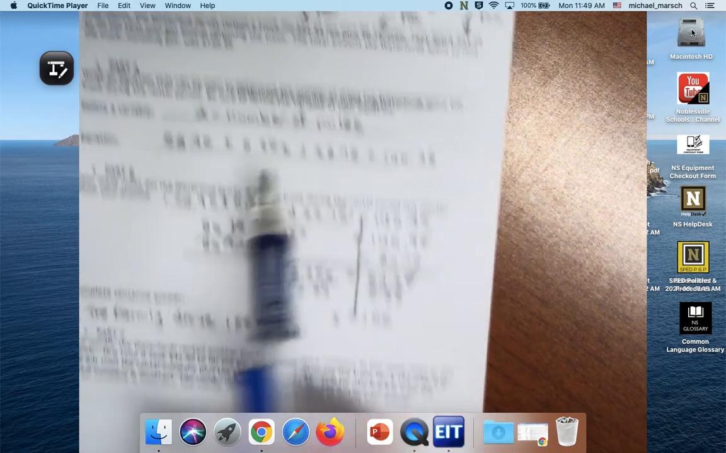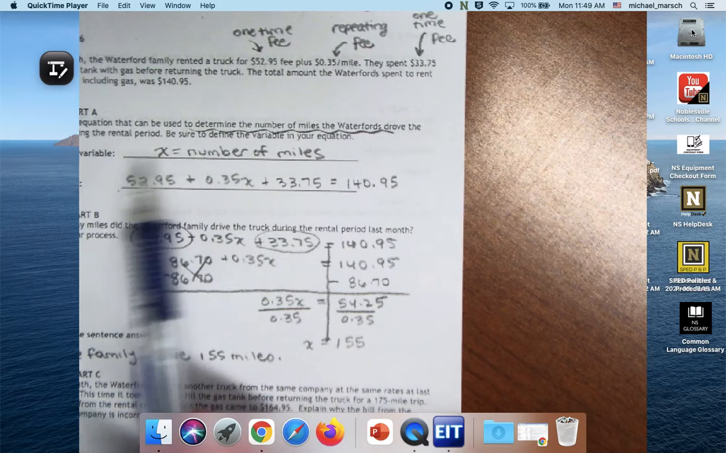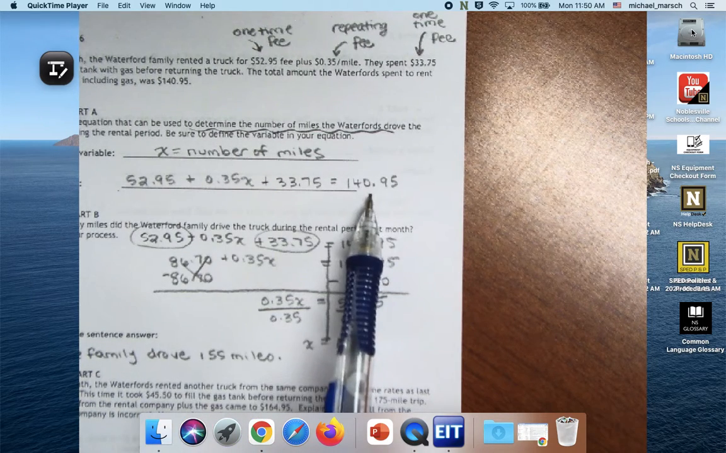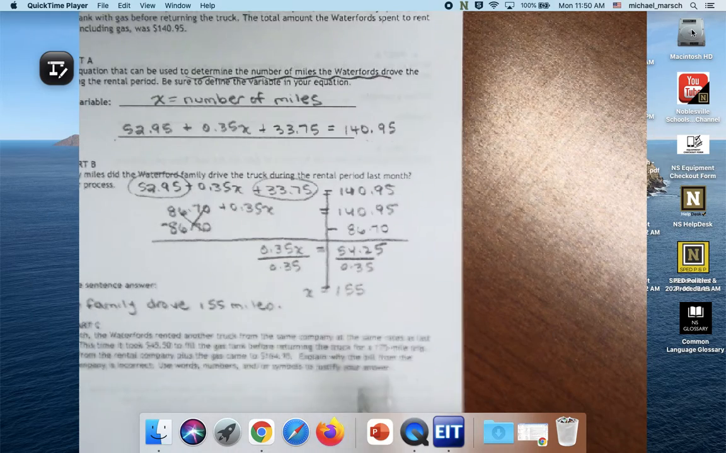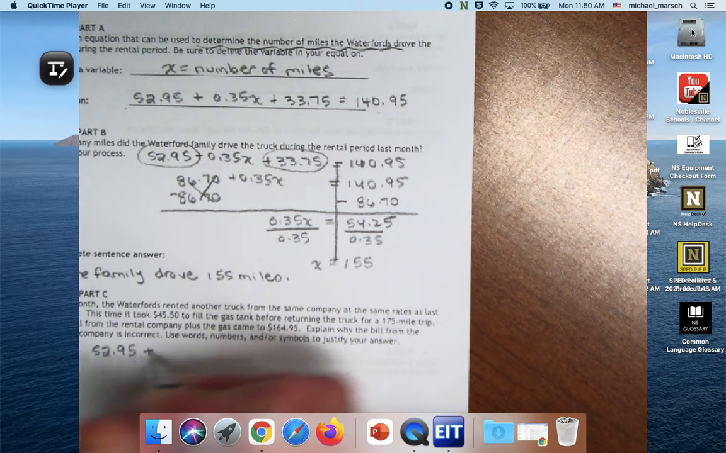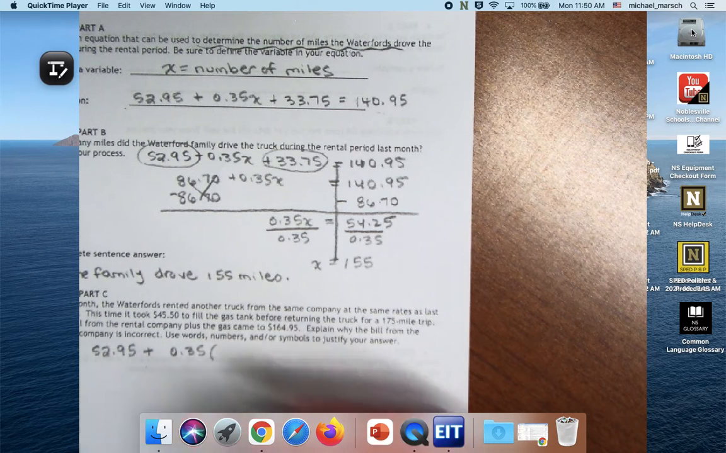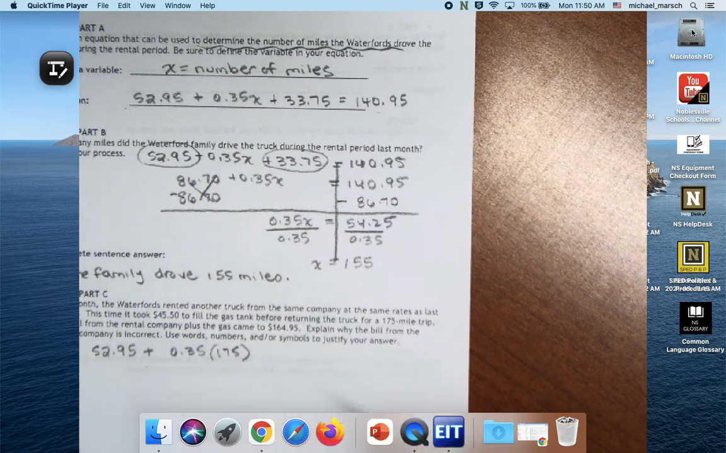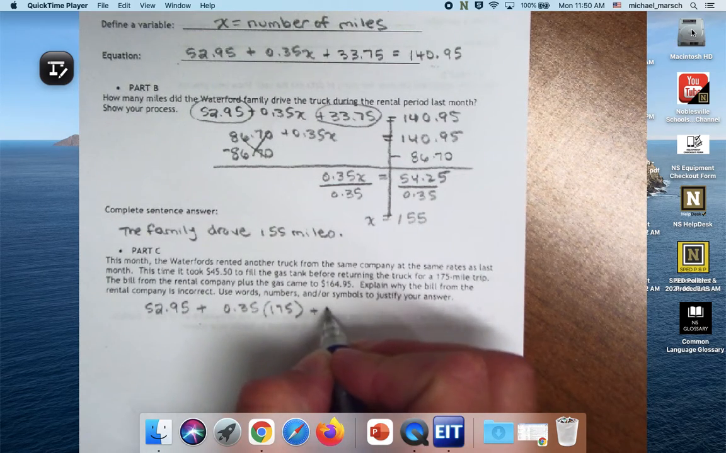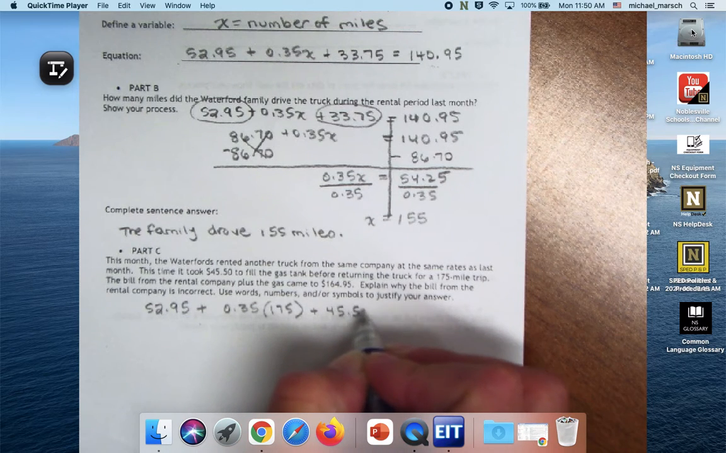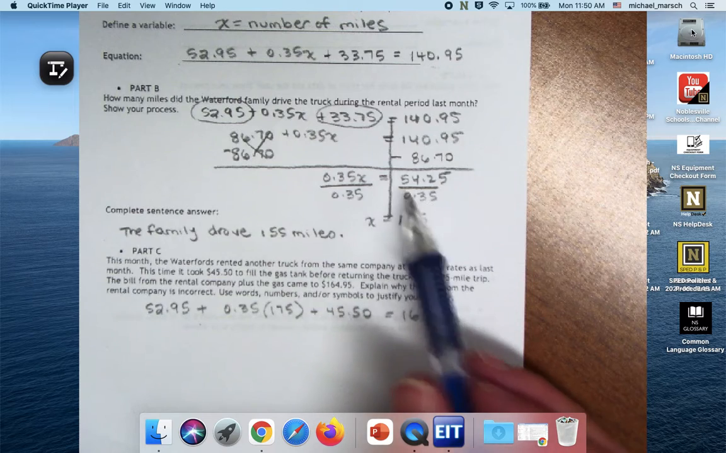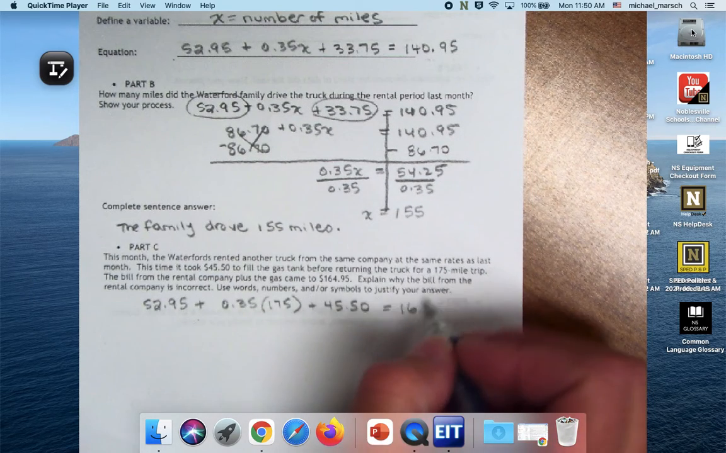So we're going to take this equation and we're just going to fill in how many miles they went for X and what the total was they were charged. So we've got $52.95 to rent. 35 cents times 175. That's how much they told us they went. $45.50 for gas. That was the previous part. We're on part C now.